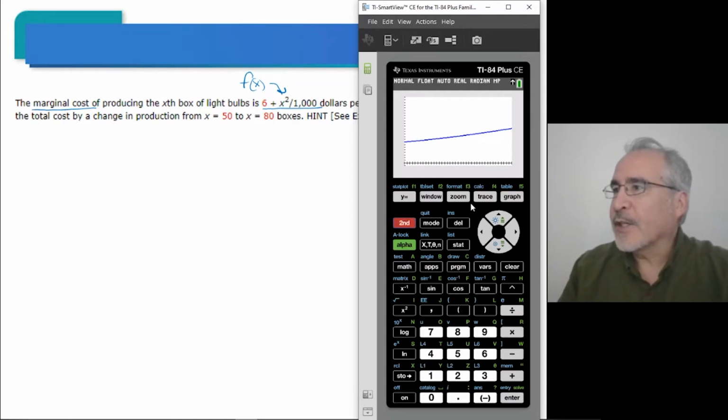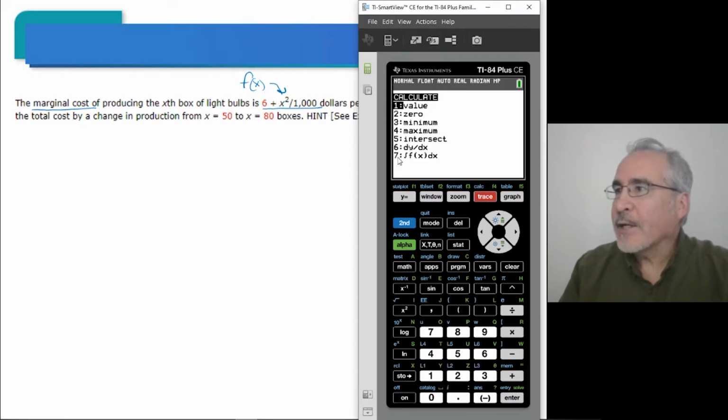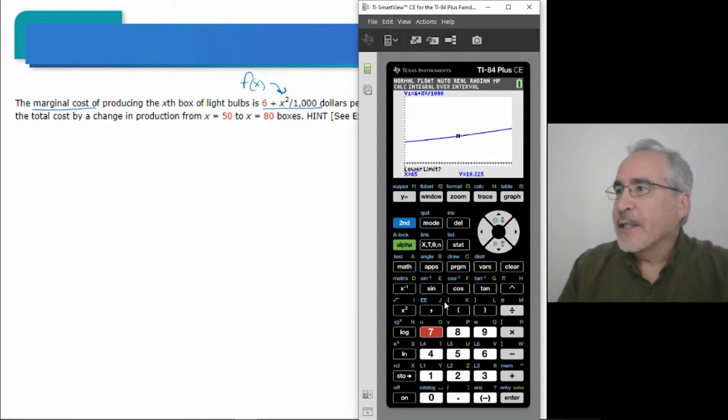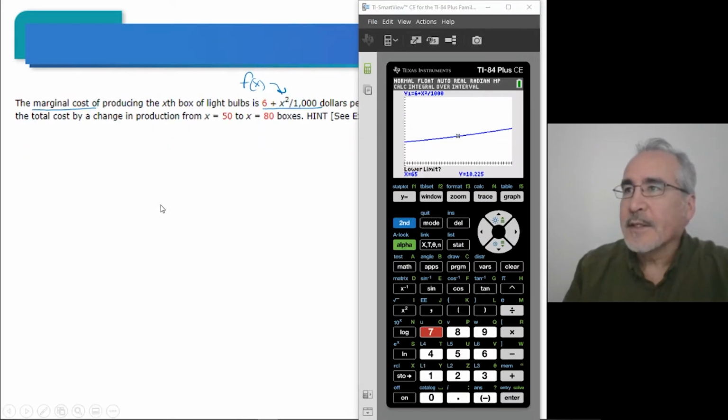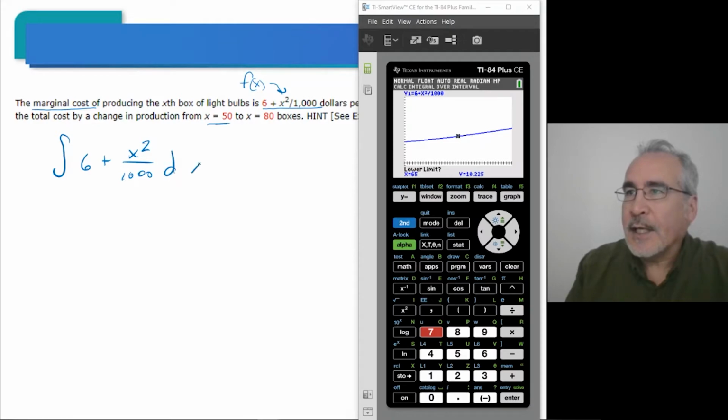And what I do is I go second calc. I go down to number 7, and it's asking for the lower limit. The lower limit is 50. So let's go back. Lower limit is 50. So what we've really got is we're looking at the integral of 6 plus x squared over 1,000 dx from 50 to 80. Okay, so we could integrate this, but this will work as well.